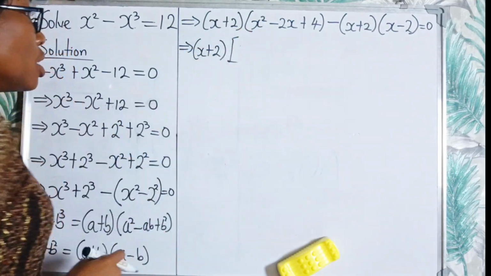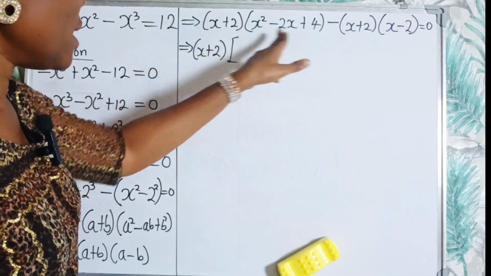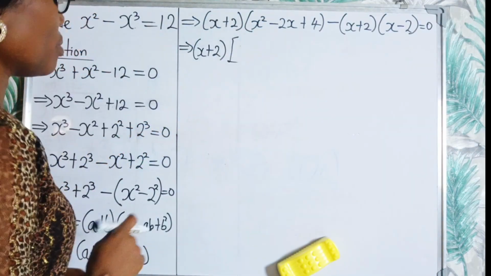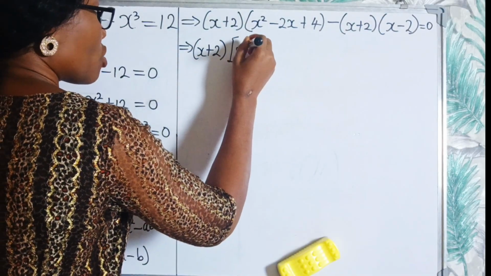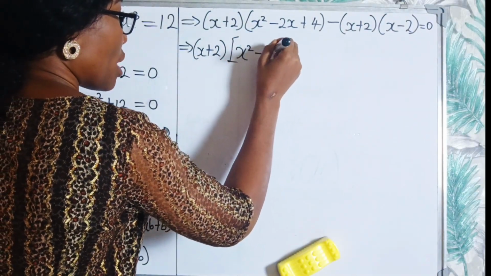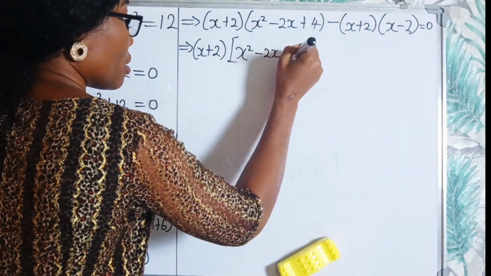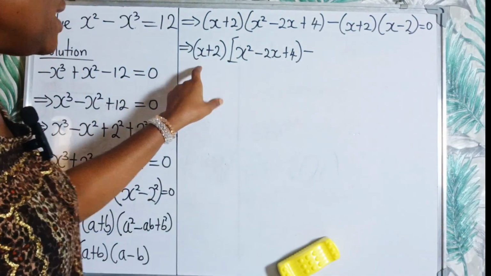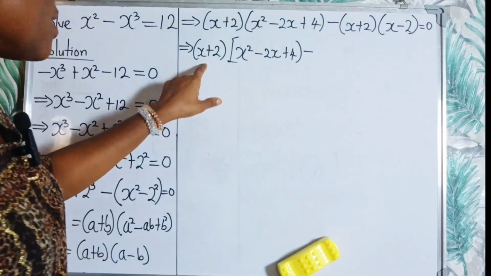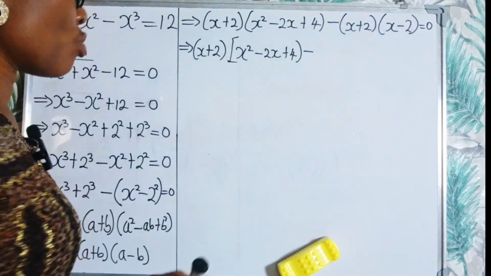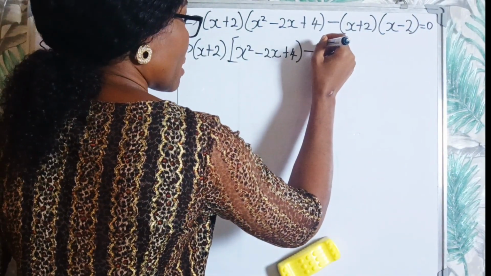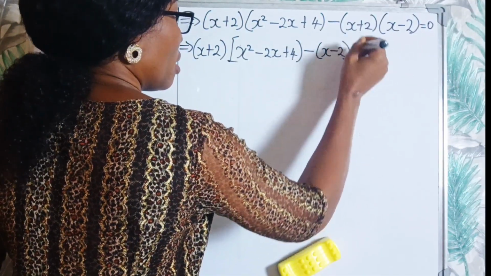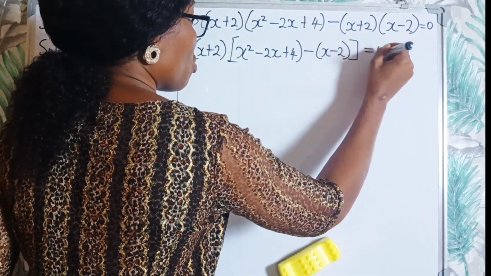So here we have x plus 2. If you divide this by this, we are going to have this alone, right? So here we have x squared minus 2x plus 4 minus, if you divide this by this, we are going to have x minus 2, right? So minus x minus 2, and everything is equal to 0.